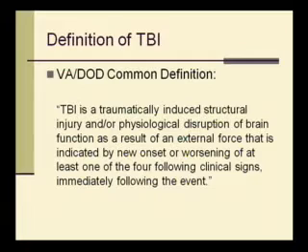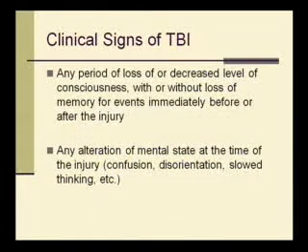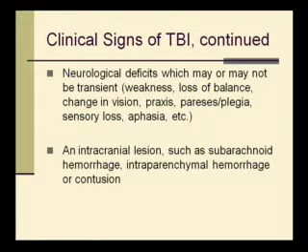that is indicated by new onset or worsening of at least one of the following clinical signs immediately following the event. Any period of loss or decreased level of consciousness with or without loss of memory for events immediately before or after the injury. Any alteration in mental state at the time of injury, such as confusion, disorientation, slowed thinking. Neurological deficits which may or may not be transient, such as weakness, loss of balance, change in vision, praxis, paresis, sensory loss, or aphasia. An intracranial lesion such as subarachnoid hemorrhage, intraparenchymal hemorrhage, or contusion.